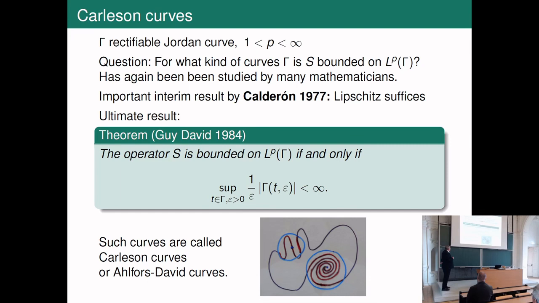So far we suppose that gamma is a nice curve, but the weight was arbitrary. Now another thing. What happens if gamma is a bad curve? For what kind of curves is the singular integral operator bounded in this space? Again, many people have worked on this. Calderón proved that instead of C^{1+delta}, Lipschitz is sufficient. And finally, Guy David in 1984 proved that the singular integral operator is bounded on L^p if and only if this condition is satisfied. That is, the portion of the curve lying in a disk of radius epsilon must be at most a constant times epsilon. Such curves are called Carleson curves or Ahlfors-David curves.